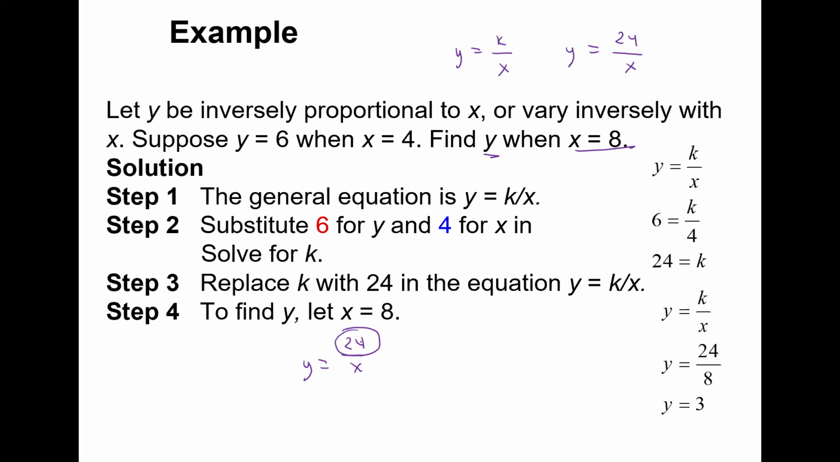Now, if we had a different constant here, it wouldn't be y equals 3. It would be something else. So it's not always going to be the same number. It all depends on your constant of proportionality and then what type of proportion it is.